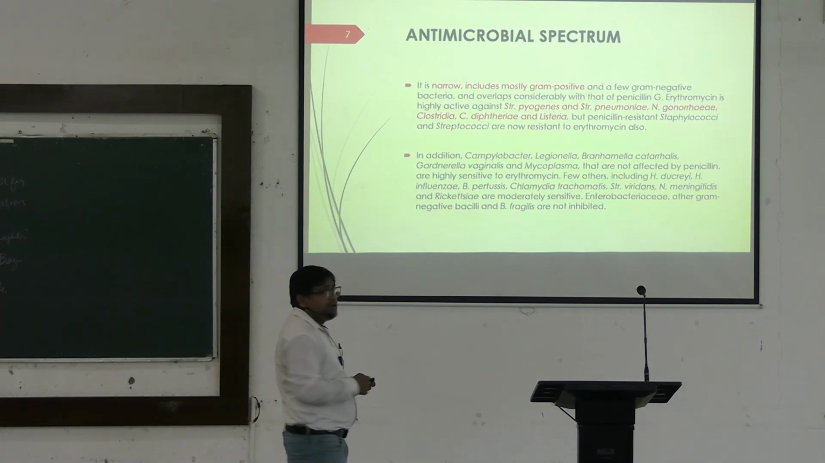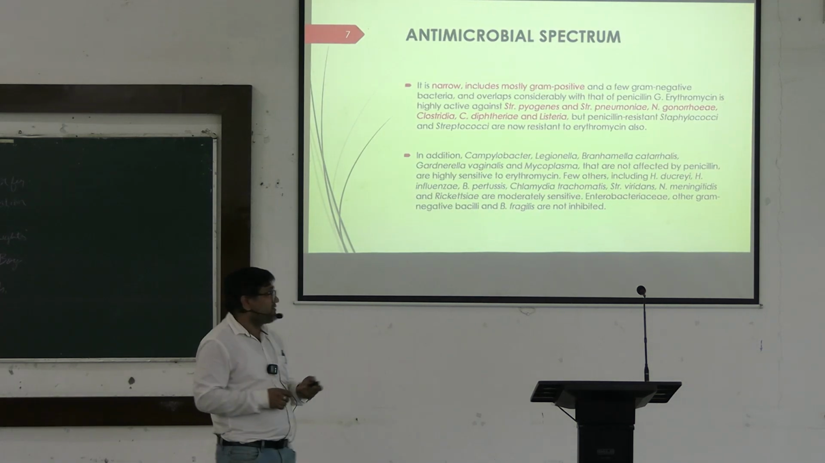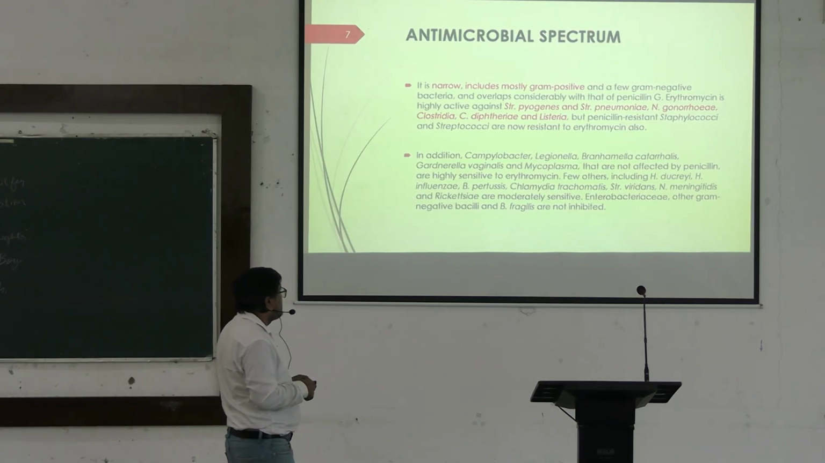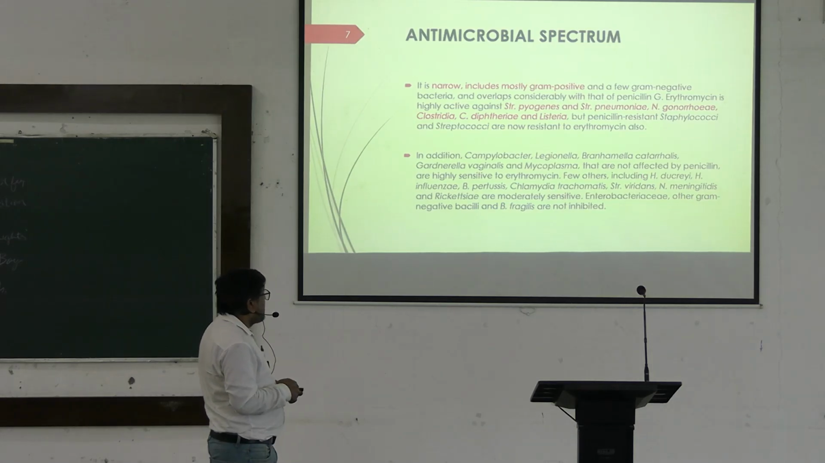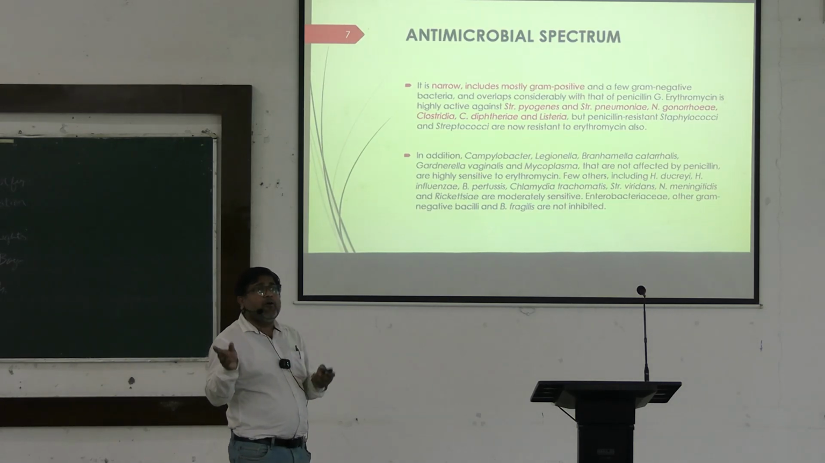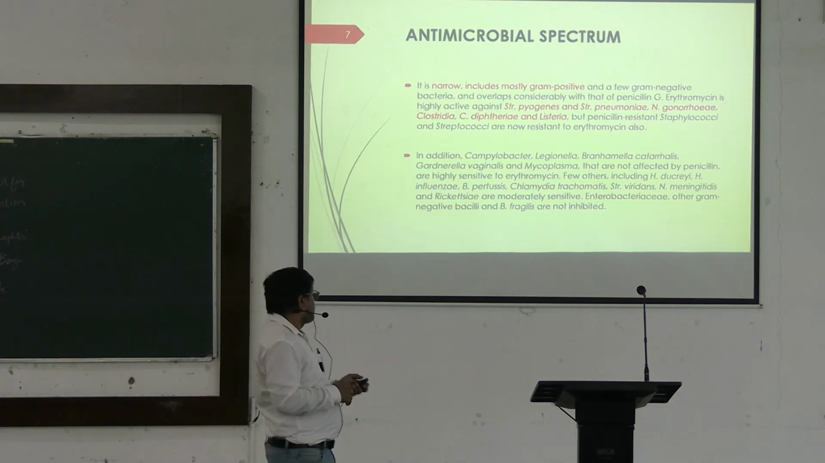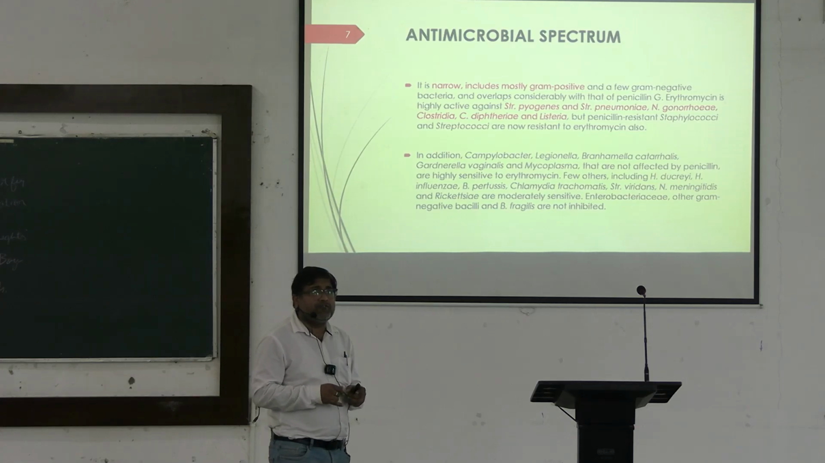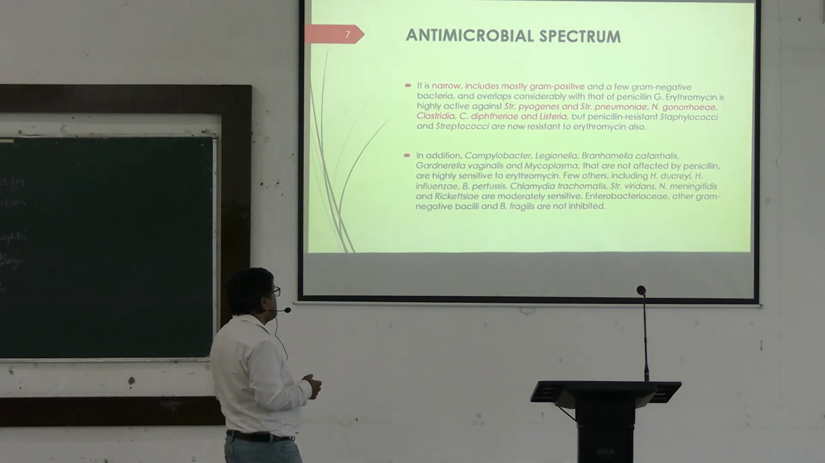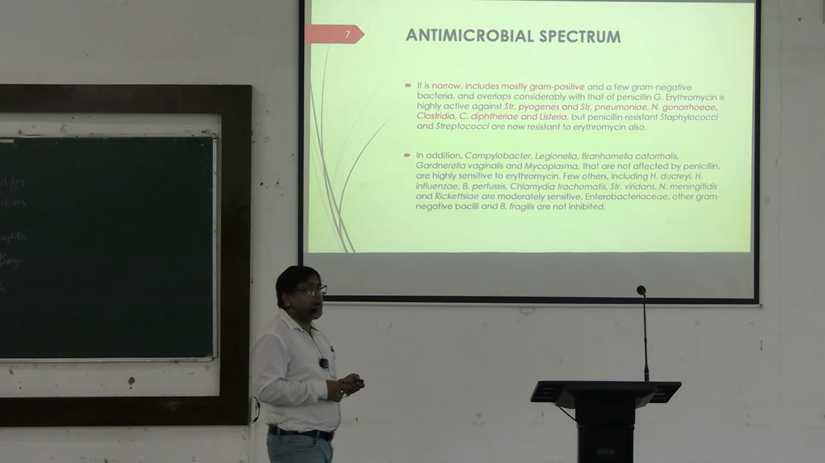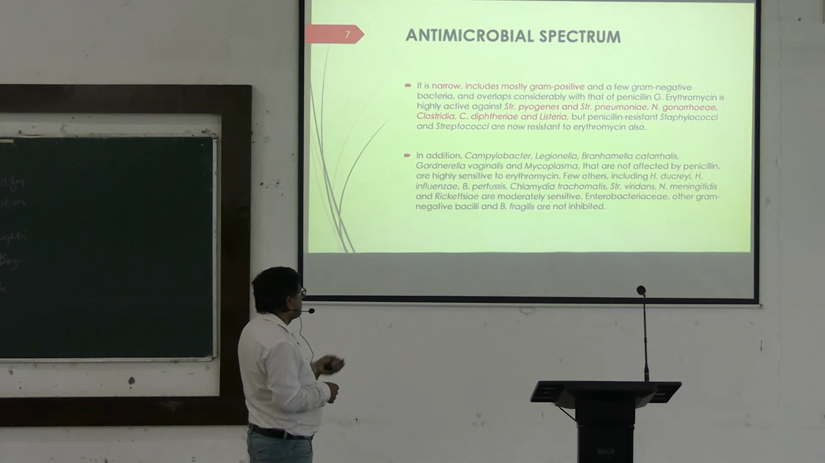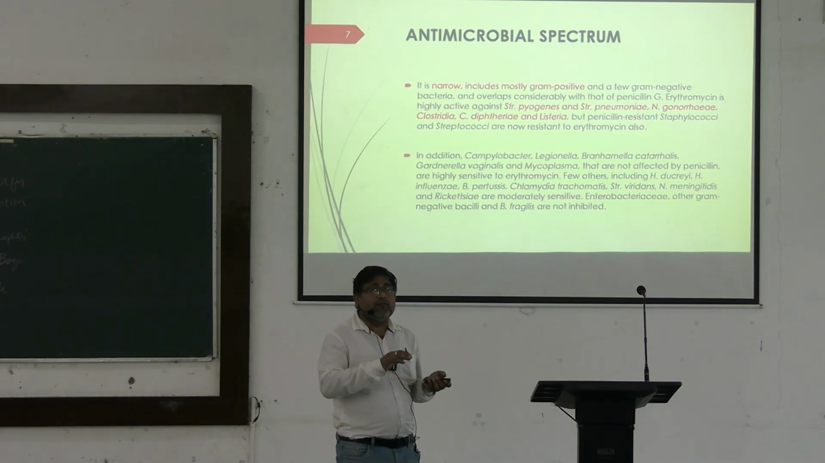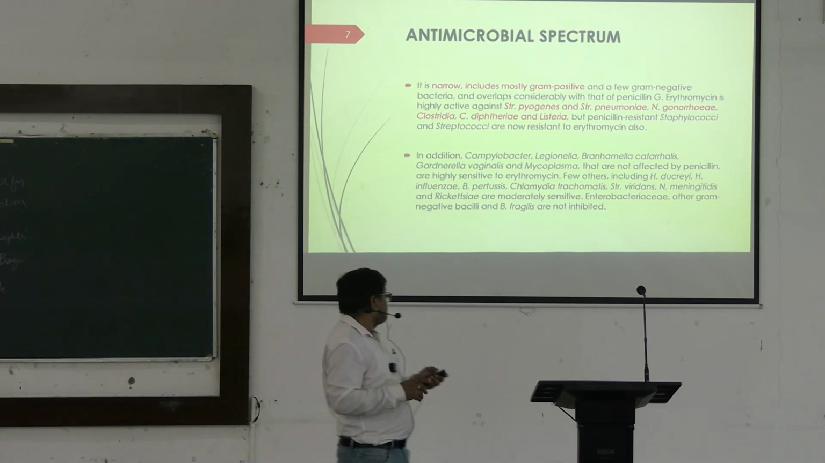Now, coming to the antimicrobial spectrum of the macrolides, it is narrow spectrum, includes mostly gram-positive bacteria with a few gram-negative bacteria, and their antimicrobial spectrum overlaps with that of penicillin. Now, erythromycin is highly active against gram-positive cocci, Streptococcus pyogenes, Streptococcus pneumoniae, Neisseria gonorrhoeae, Clostridia, Corynebacterium diphtheriae, Listeria. But penicillin resistant organisms are now seen to be resistant to even erythromycin.